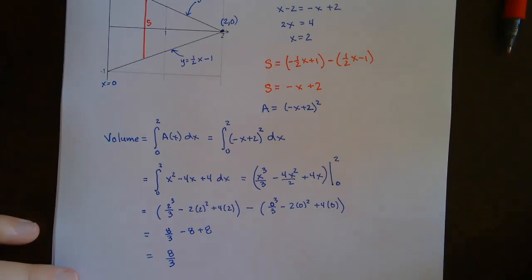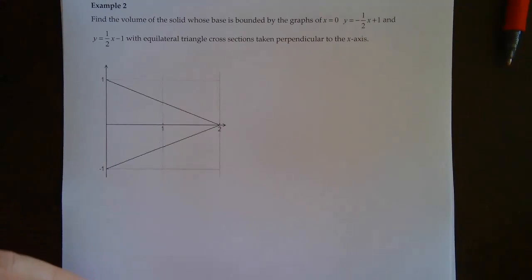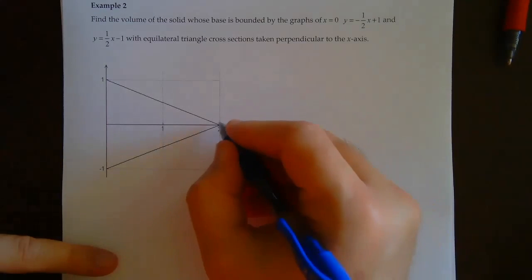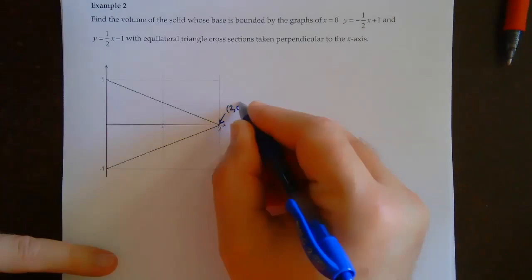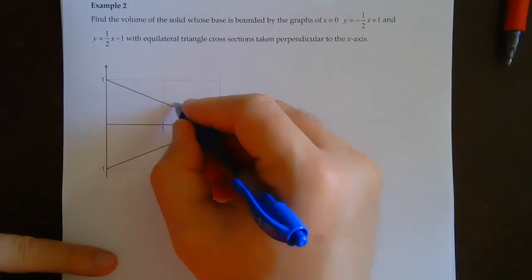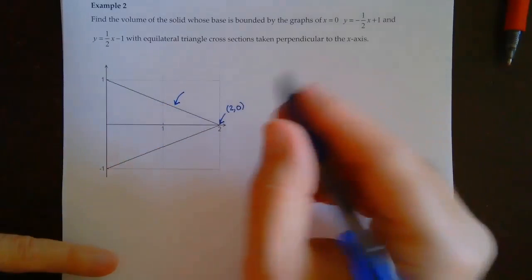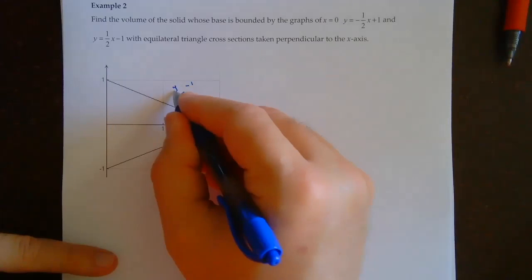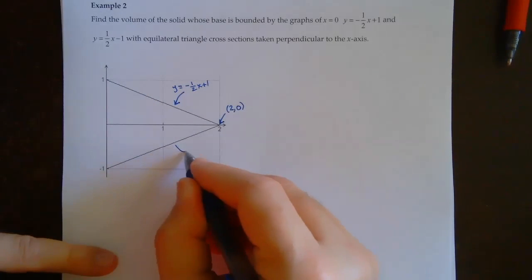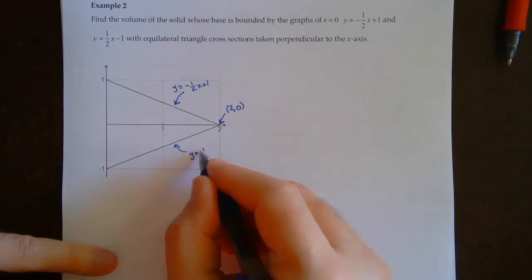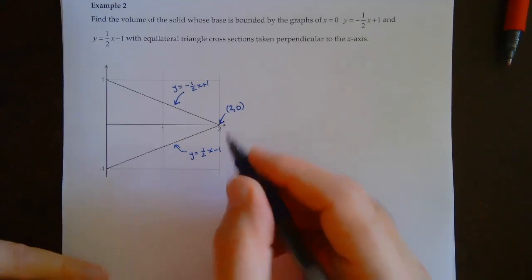Okay? All right, let's do the next one. So this next one, we're dealing with everything that's the same except the cross section's changing. So now we're going to do an equilateral cross section taken perpendicular to the x-axis. Okay. So right now we know that this point right here again, and we already did it, so we don't need to do it again, is 2, 0. And this is -1. It's going to be y is equal to negative 1/2 x plus 1. And this bottom one is y is equal to 1/2 x minus 1, right?